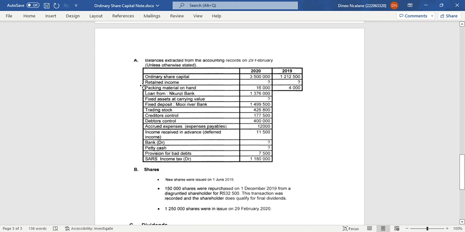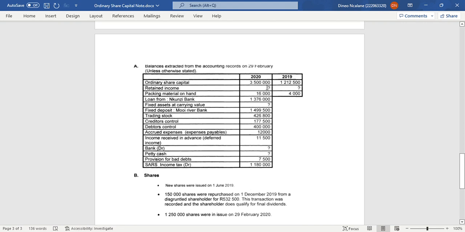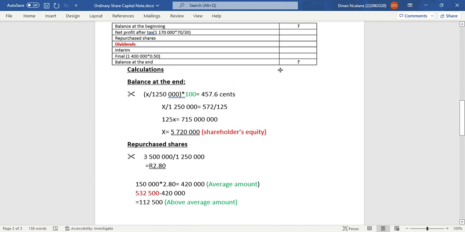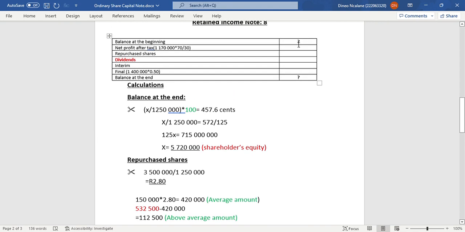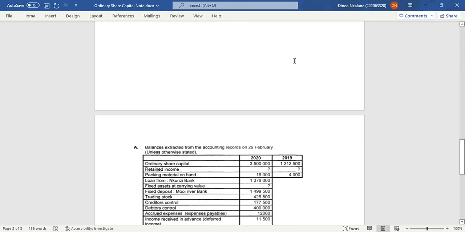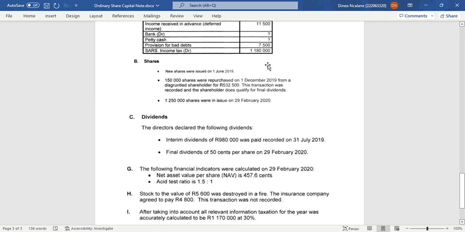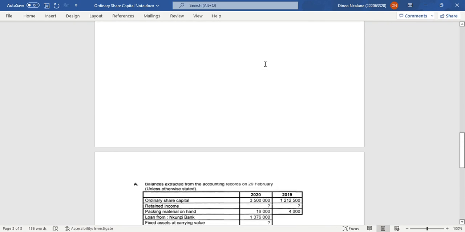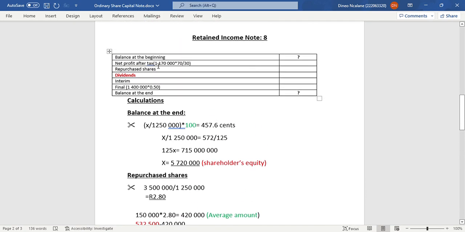Next to retained income, we have the missing amounts. We do not have the balance at the beginning, and we also do not have the balance at the end. As you can see in the notes, I've already put a question mark, indicating that these are the unknown amounts or balances. So what is next in the notes?